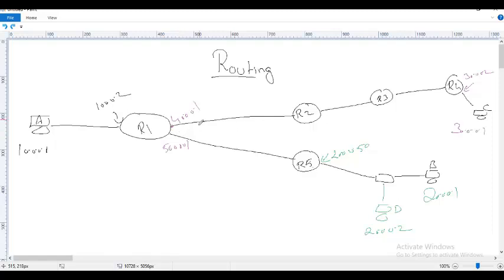Okay. This side, if it is 40.0.0.1, the other end of the wire should also be in the same 40.0.0 network. If this side is 50.0.0.1, the other end should be in the same network. Only the host portion will be different.